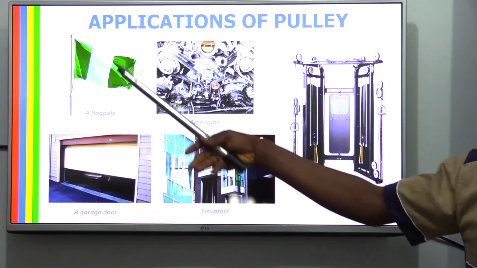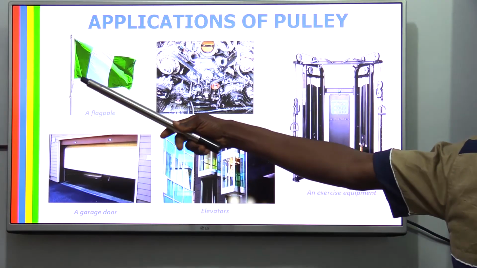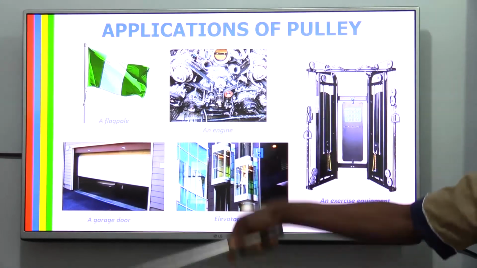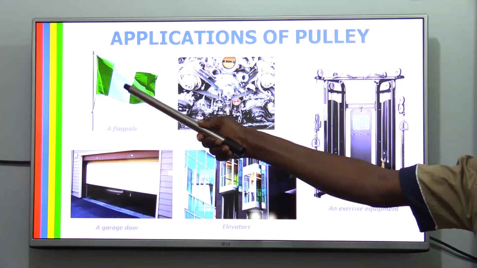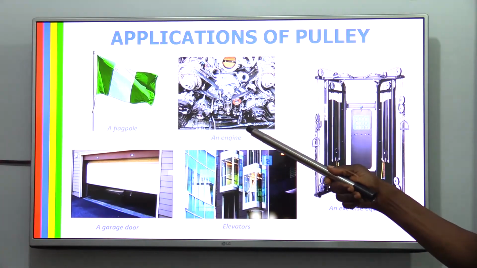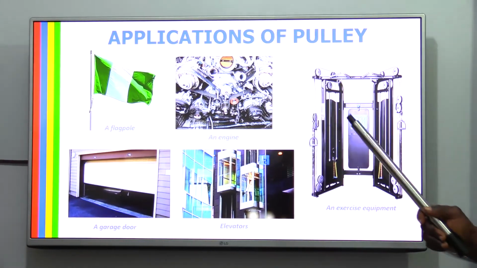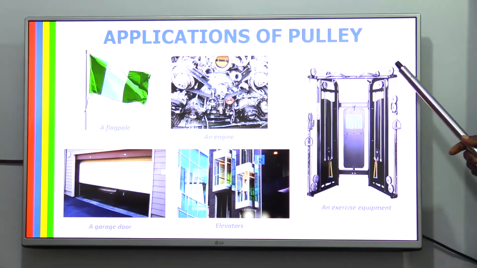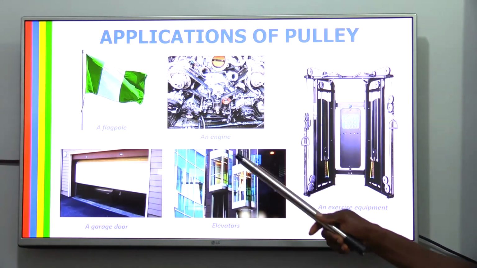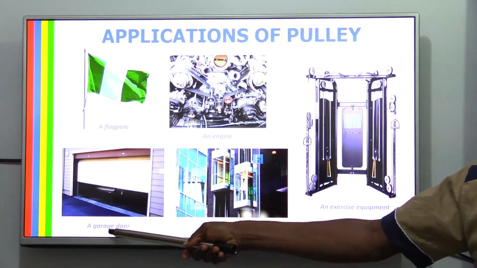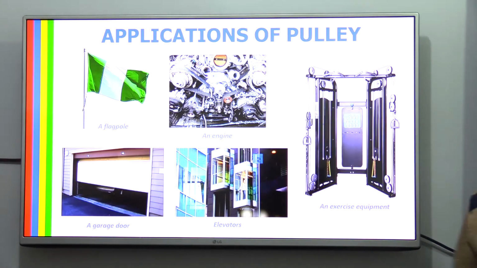Now, let's look at the pictures of the applications of pulley that I've talked about. A flagpole. All of us have these in our schools. So with the pulley, you hoist the flag and it goes up. An engine. Pulley is there. And exercise equipment. If you have been to any gym center before, the rope, pulley is there. Elevator. With the use of pulley, it helps the elevator to lift. Also, a garage door. I was telling you, the pulley is there to lift it up with a little force.